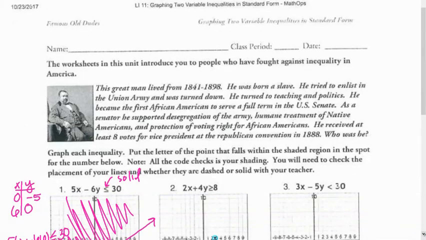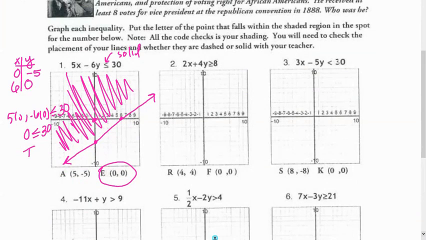All right, let's see here. So again, for number 2, I'm going to make a t-table. I'm going to do that up here. If I plug in 0 for x, I get 2, and 0 for y, I get 4. So I think here and here should be good. And then this is solid. So I'm going to try to draw my straight line again.